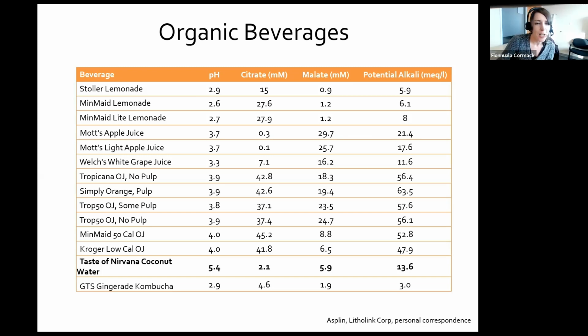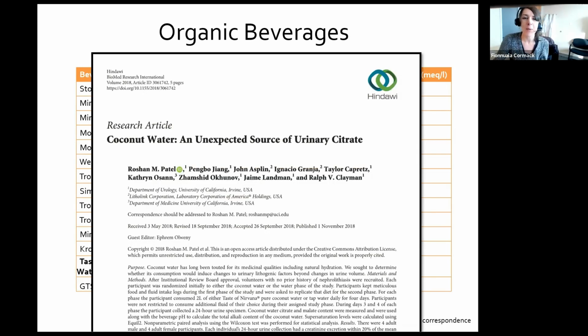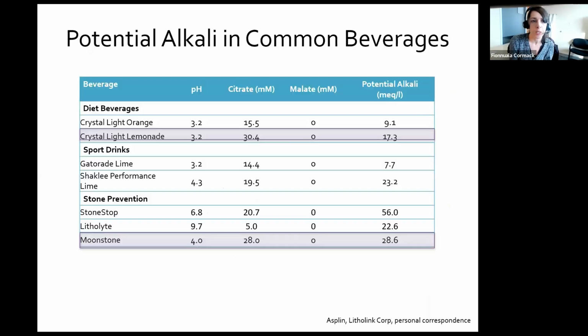More recently, he had noted before that Nirvana coconut water had 13.6 milliequivalents, and then recently published this study where he had some volunteers drink 2 liters of coconut water a day for 4 days, and their urinary citrate increased by 29%. The take home with this study that I just want to point out is that it doesn't take weeks to raise your urinary citrate. This was on day 3 that you see an increase. So it should happen very quickly.